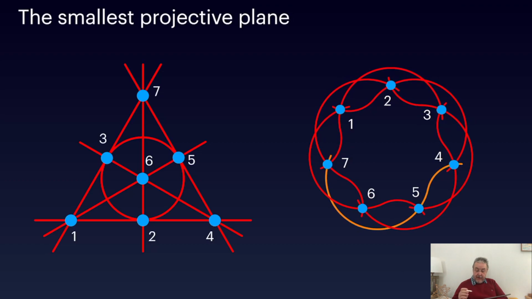So let's do that. We have another line 4, 5, 7, and if you look here, you have the 4, 5, 7 being perfectly collinear in the other picture.